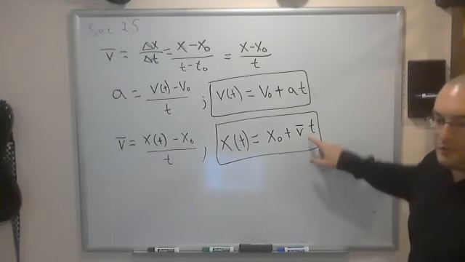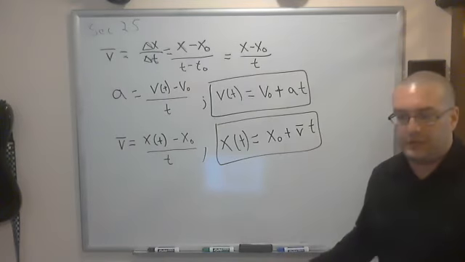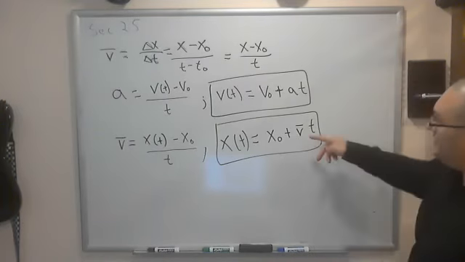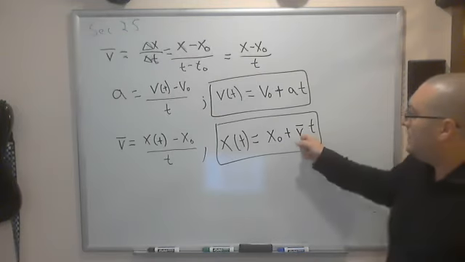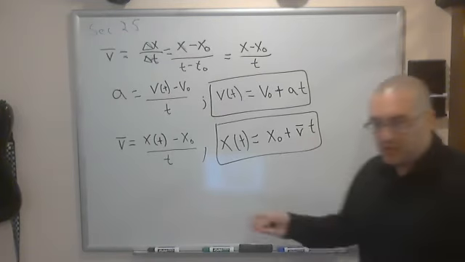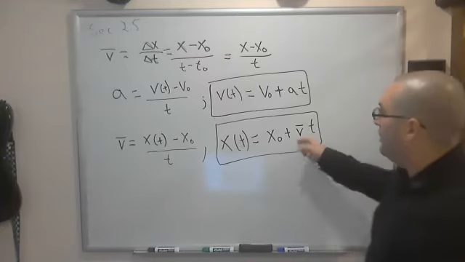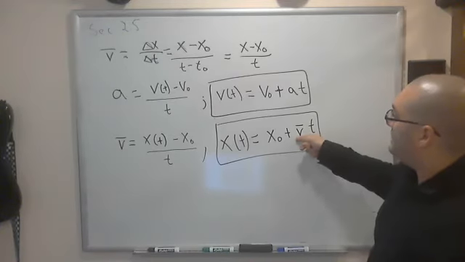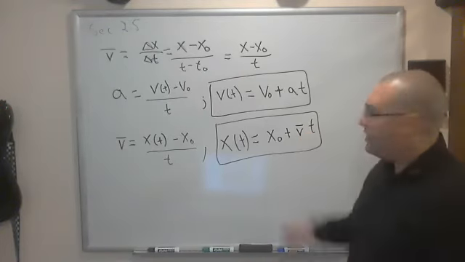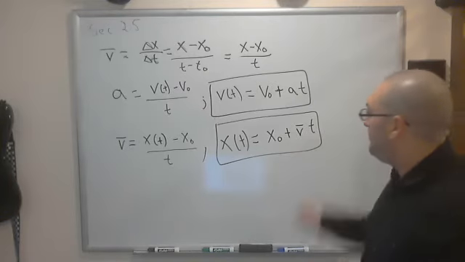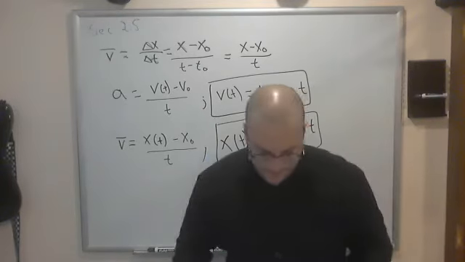But this doesn't fully describe it if we want the instantaneous velocity, which describes things much better than using the average velocity. So let's figure out how we can replace the average velocity by the instantaneous velocity, right?